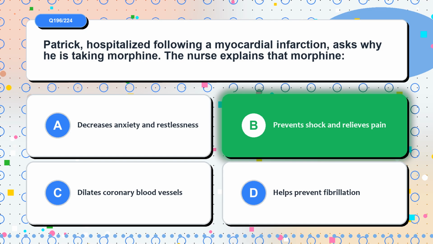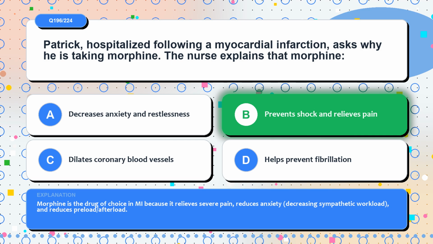The correct answer is option B. Prevents shock and relieves pain. Morphine is the drug of choice in MI because it relieves severe pain, reduces anxiety, decreasing sympathetic workload, and reduces preload/afterload.